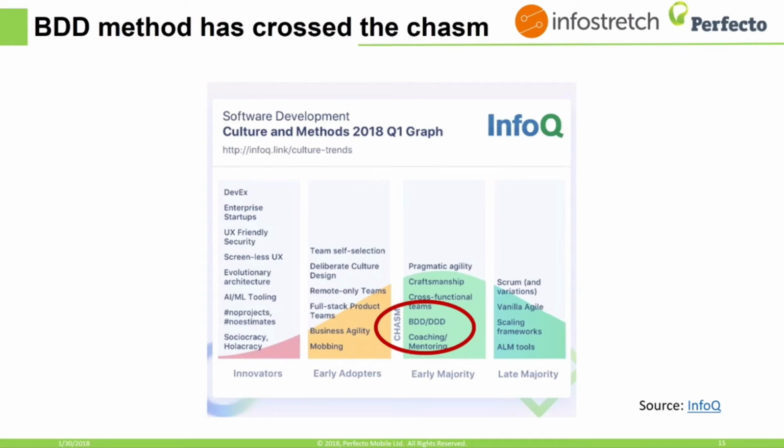So BDD is not a new concept. We have known about Cucumber for a long while, but it is becoming more and more associated with continuous testing and DevOps as a way to overcome some of the challenges that we have discussed so far.